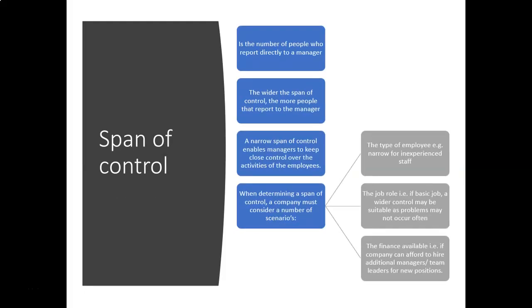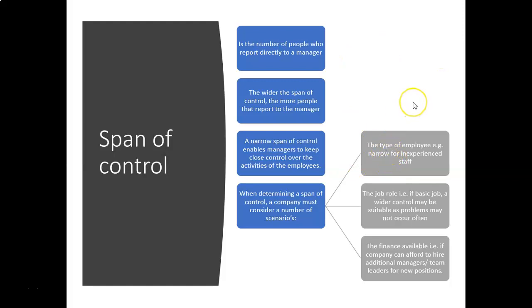Span of control. Is the number of people that report directly to a manager? The wider the span of control, the more people that report to the manager. A narrow span of control enables managers to keep close control over the activities of the employees. And then when determining a span of control, a company must consider a number of scenarios. Let's go and read the first scenario.